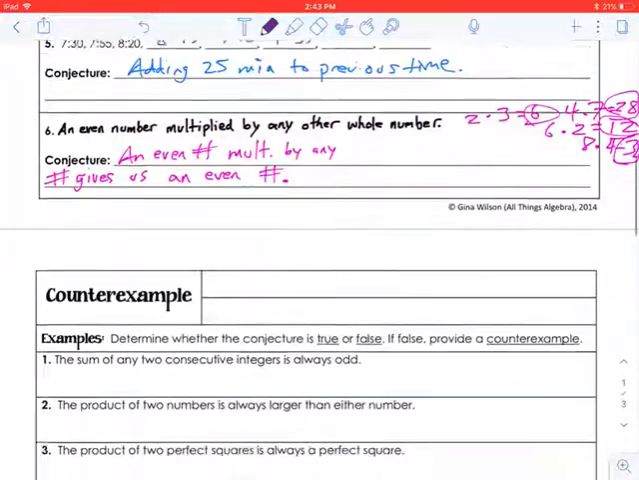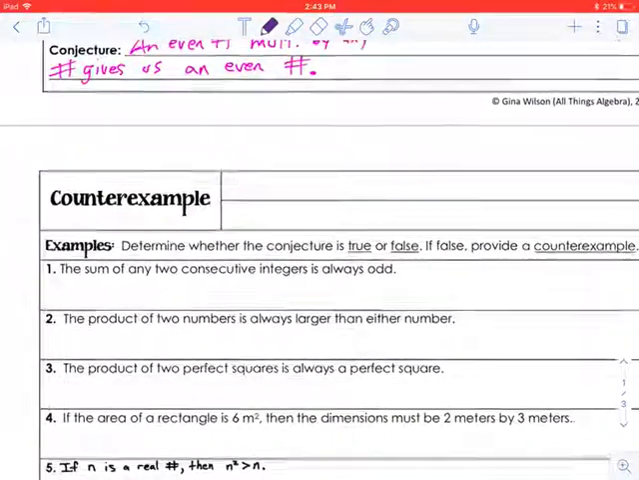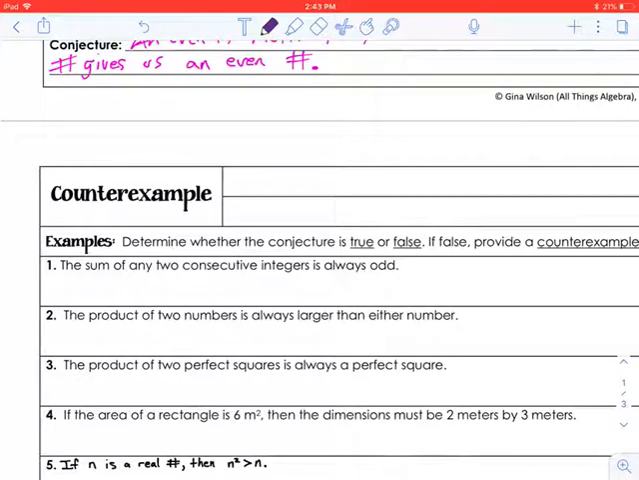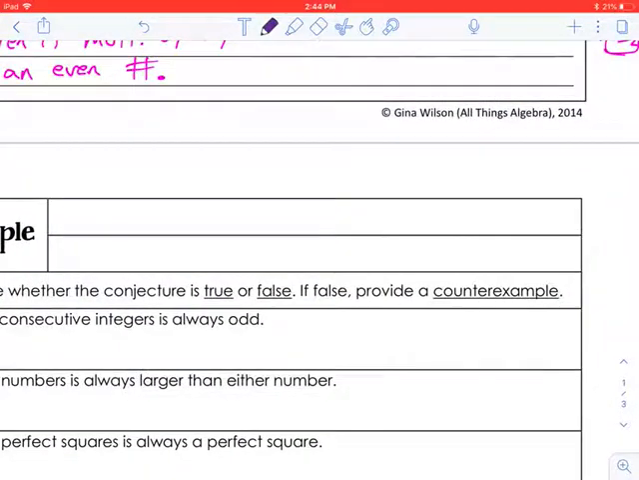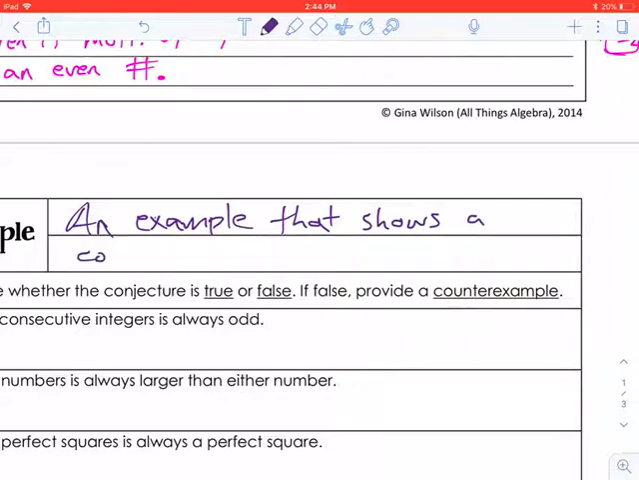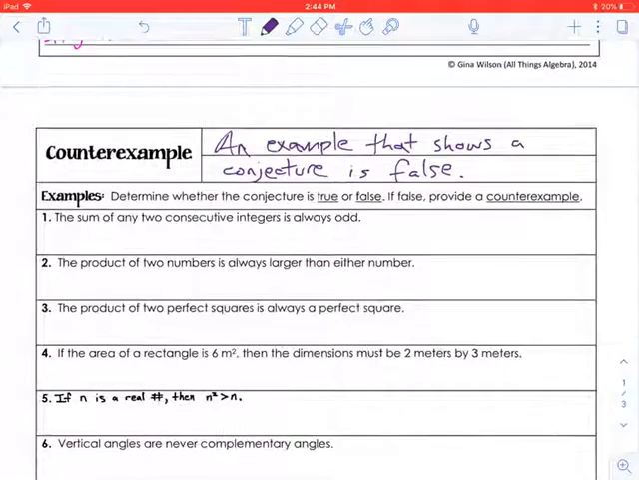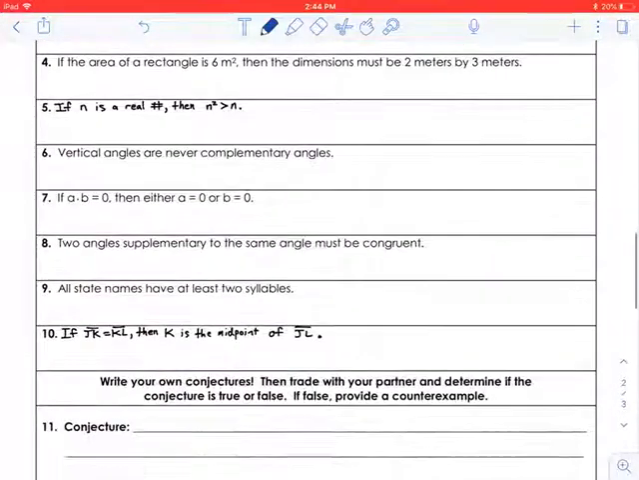Okay, so the last thing here, counterexamples. A counterexample is something that's going to prove it false. So if there's a statement that you know is not true, you provide a counterexample to show why it's not true. So, an example that shows a conjecture is false.